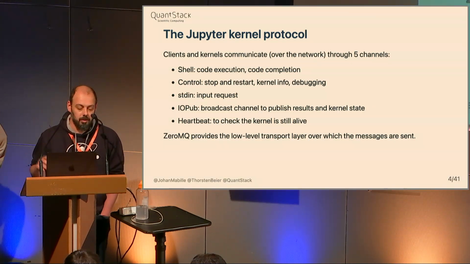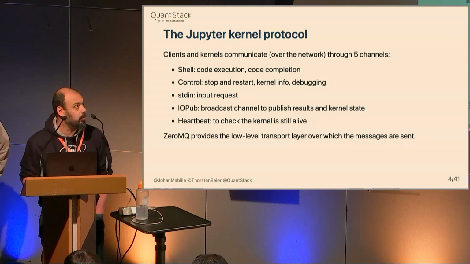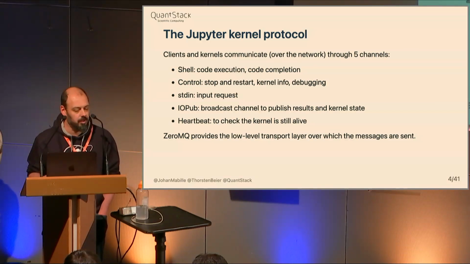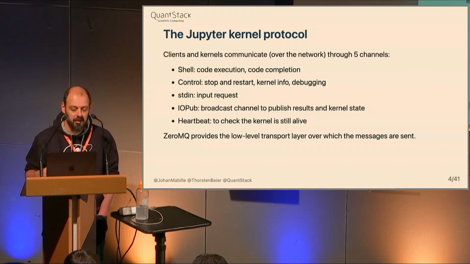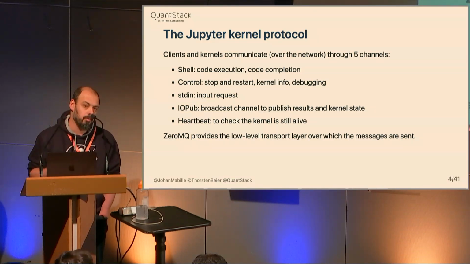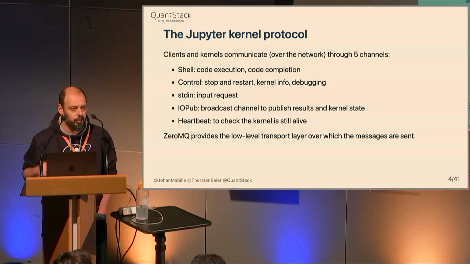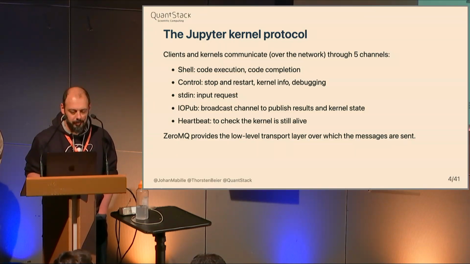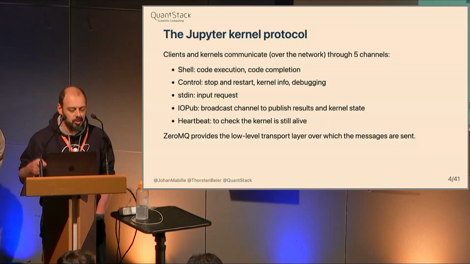Without diving into the whole protocol, just a few things to remember. Clients and kernels communicate over the network through 5 channels. The shell is responsible for code execution, code completion, and this kind of thing. The control channel is responsible for starting, asking the kernel state, asking for info, and sending debug requests when the kernel supports a debugging protocol. stdin is for input. IOPub is a channel where results are published. So if you have many clients connecting to the same kernel and you execute some code printing something, every client will see the output. And the heartbeat is a technical channel just used to maintain the connection and be sure that the kernel has not died.